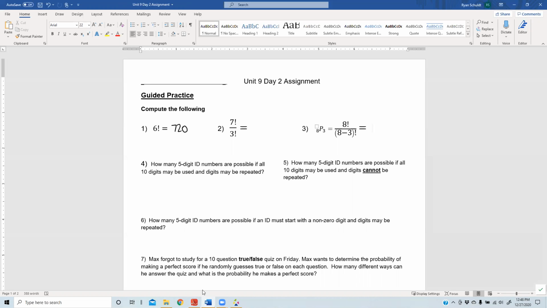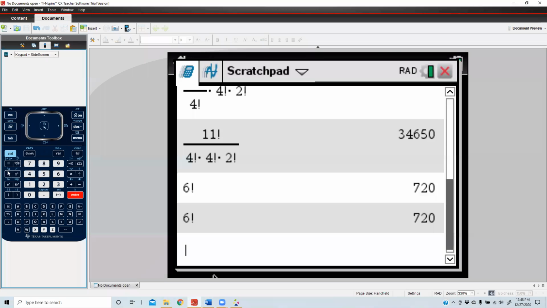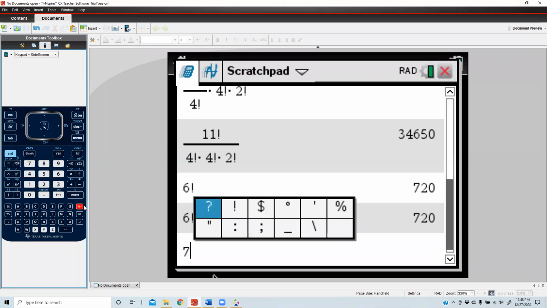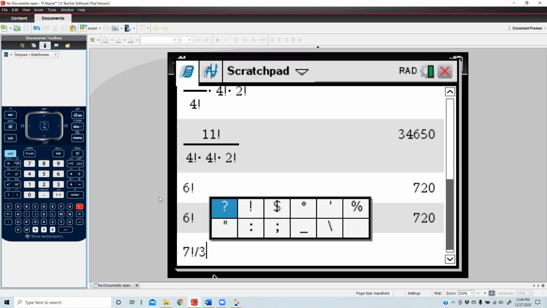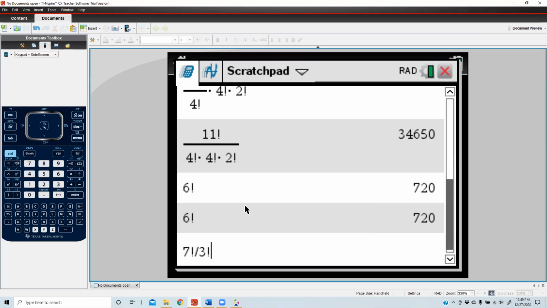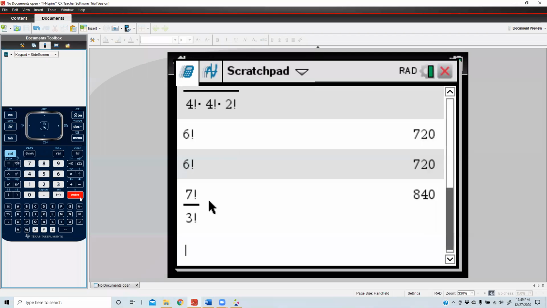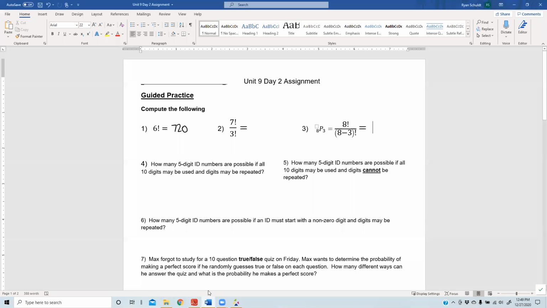Number 2, 7 factorial divided by 3 factorial. Again, we can do this on the calculator. 7, I'm going to do the quicker way because I like it better. 7 factorial divided by 3 factorial. So that answer is 840. 840 is what you'd get when you do 7 factorial divided by 3 factorial.